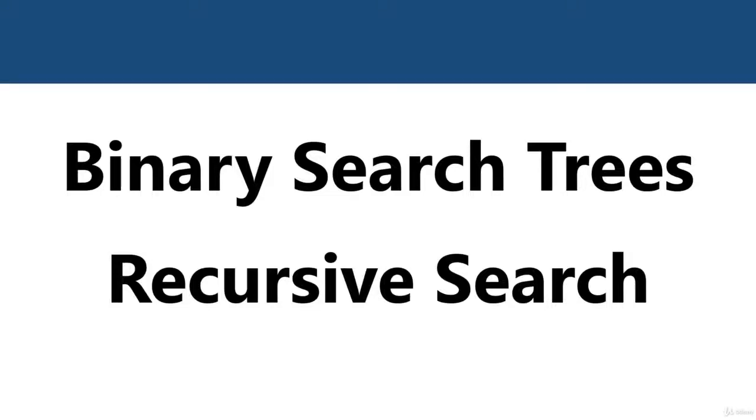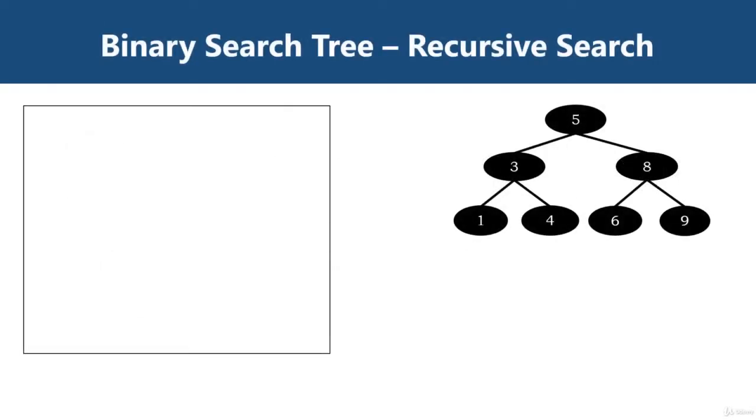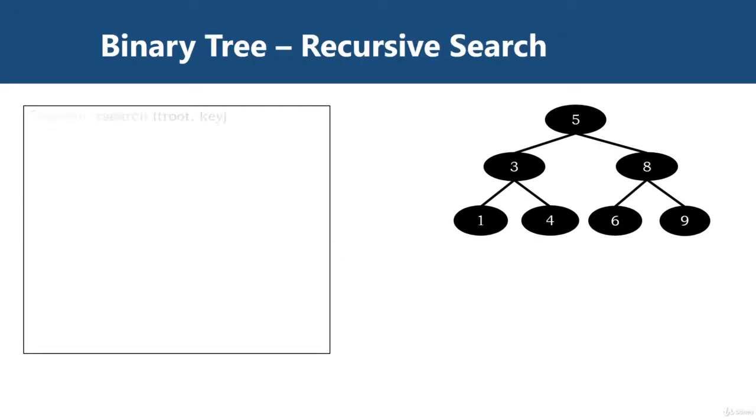In this video, we will look at the recursive function to perform the search operation in binary search trees. Let us call this function rsearch, for recursive search. The first parameter is troot, which is the root of the binary search tree, and the second parameter is the key, that is the element we are trying to search.